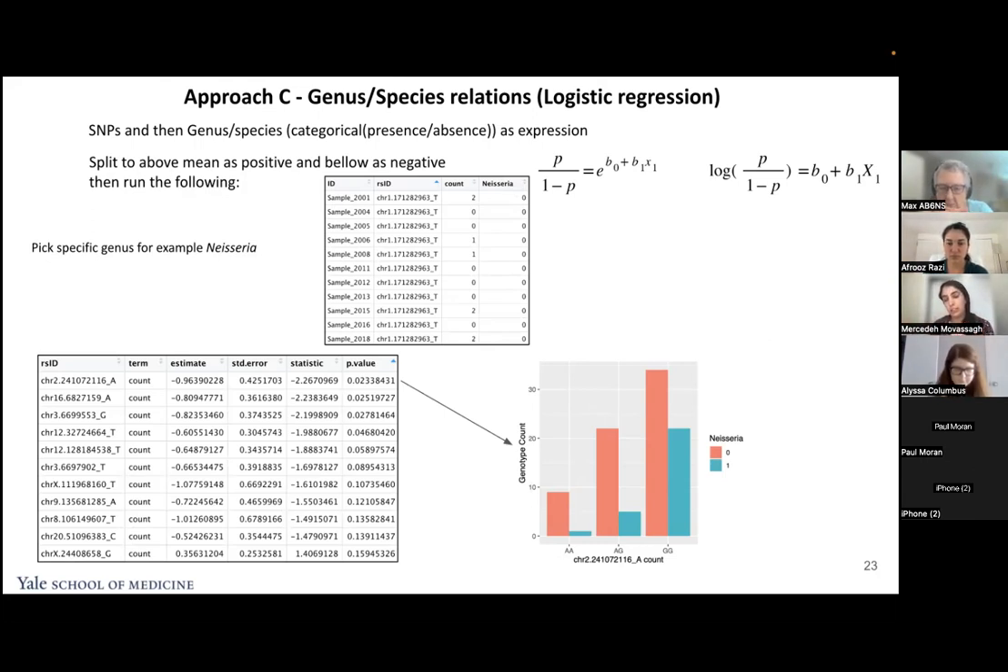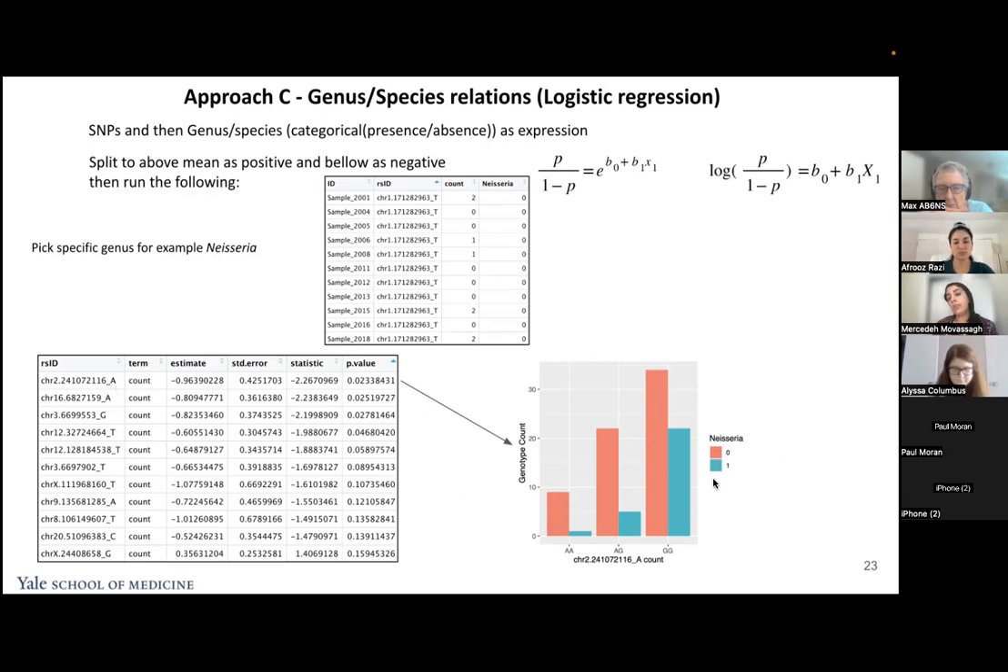Depending on how the distribution looks, what you can do is measure the relationship using logistic regression of specific presence and absence of alleles, or heterozygosity of alleles, with the presence and absence of a specific microbe. And then you do multiple testing and pick up the significant ones. For example, we have this significant relationship on chromosome 2 with a variant allele of A.